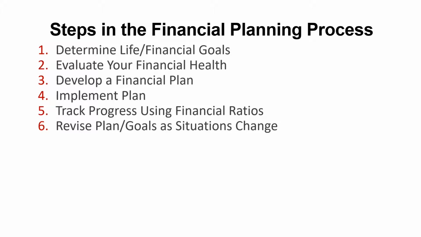First, you determine your life goals and then determine your financial goals. Your financial goals should be dependent upon your life goals, not the other way around. Second, evaluate your financial health. Third, develop a financial plan. Fourth, implement the plan. Fifth, keep tracking your financial situation using the financial ratios. Sixth, modify your plan accordingly if necessary.